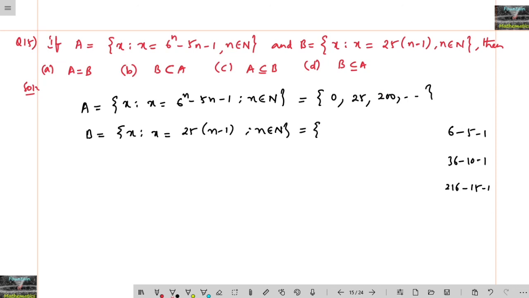And coming to the set B, we can write here 25 times of 1 minus 1, that is 0, 25 times of 2 minus 1, 25, and 25 times of 3 minus 1, 2 25s are 50 and so on. And because these are the multiples of 25, very clearly we can say 200 also must be there. So 0, 25 belongs to B, and 50 belongs to B but 50 does not belong to A. But every element of A is contained in B. 0 is there, 25 is there, 200 also must be there, and the next numbers will definitely be there. So we can say A is a subset of B. So the third option will be correct. Okay.